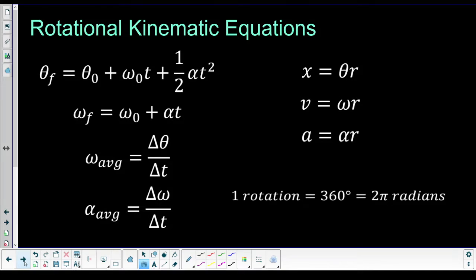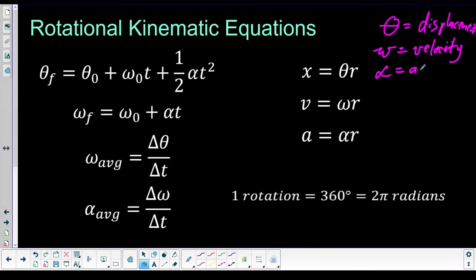Okay, here are our kinematic equations for rotational junk. Remember, theta is displacement. I knew that 2 wouldn't fit. Omega is velocity. Whoops. And then alpha is acceleration. These are all the angular versions, which is kind of the fancy, I don't know, it's not even that fancy, right? It's just the word for the spinny part rather than the going in a straight line part.